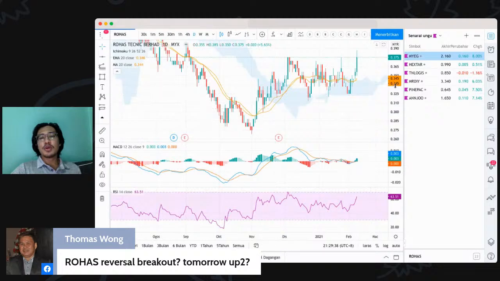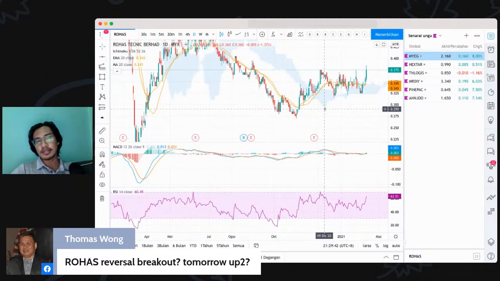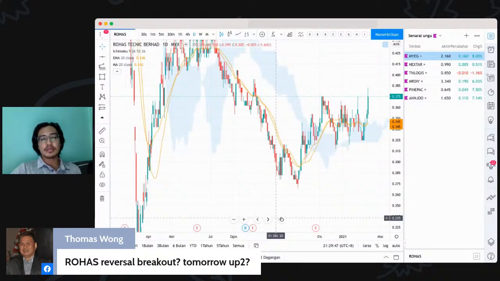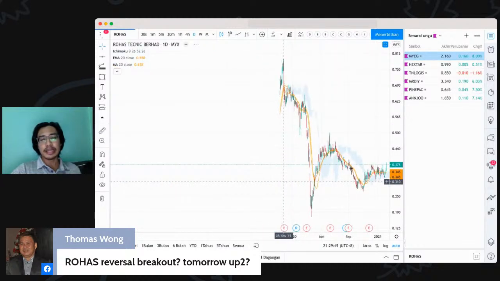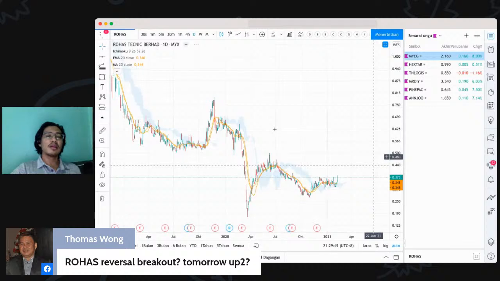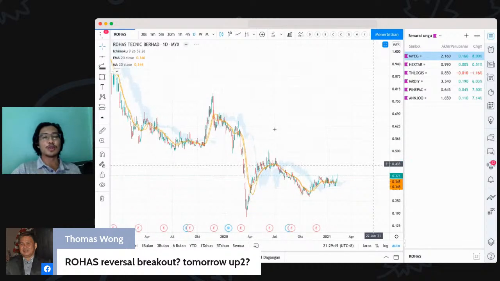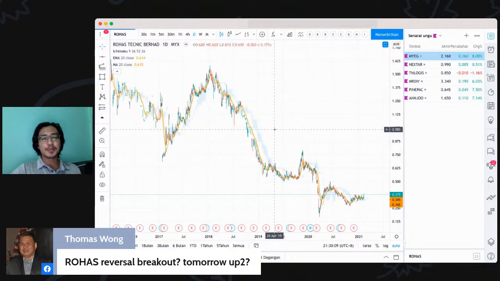All right. So for Rojas, we need to understand the trend first. So let's look at the overall trend. The trend is actually a downtrend, and currently it is sideways. So it was a downtrend, then sideways. Sorry, I got wrong information. Okay, so currently Rojas is on sideways.